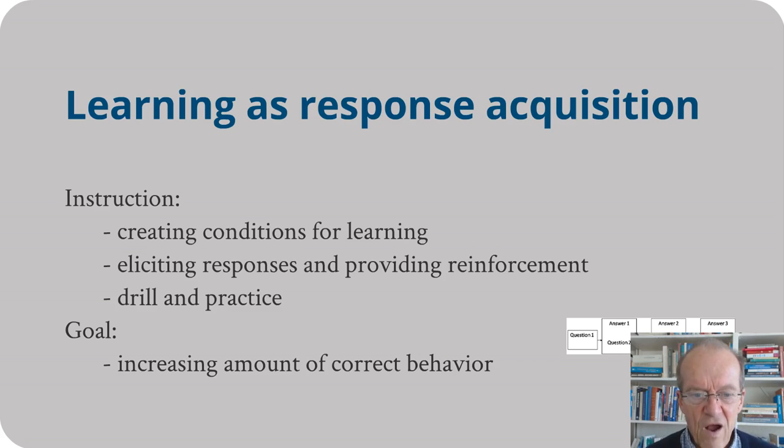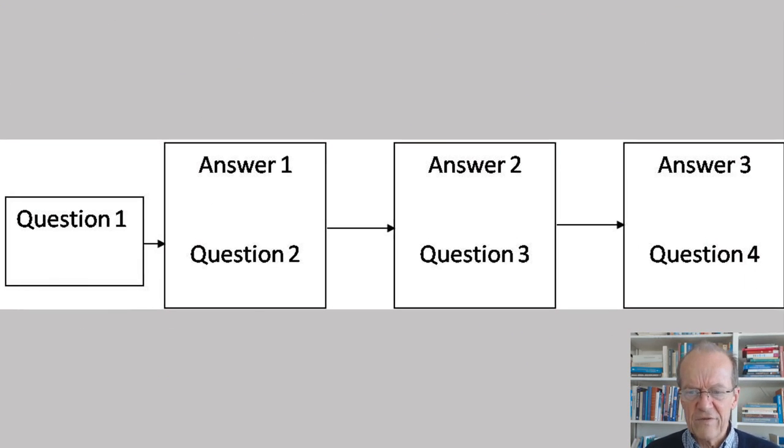simply learns. Okay, it's a matter of being active, so the responses should be elicited constantly, should be provided with feedback, reinforcement, and also information, and there should be a gradual process of drill and practice, small steps towards the end goal, increasing the amount of correct behavior, the number of correct responses. At the time, so we are talking about the 40s, the 50s, the 60s in the last century, there was a famous application of this learning theory in education, which was called programmed instruction.